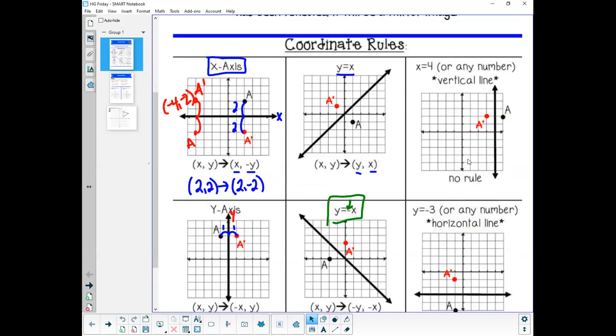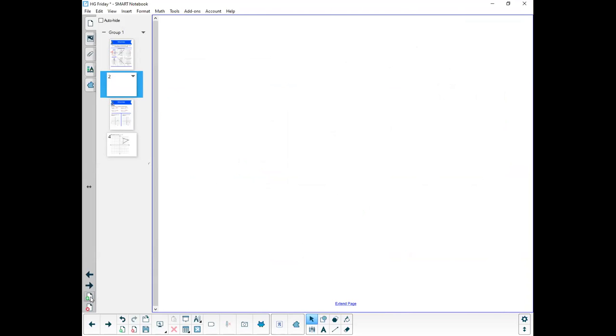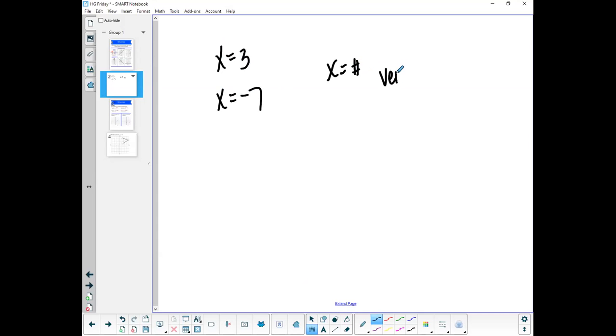Here's where we're gonna start. If I give you the equation x equals 4, we need to know how to graph that line first. Or if I give you the equation y equals -3, we need to know how to graph that line. If you have x equals any kind of constant, let's say x equals 3 or x equals -7, it is a vertical line.